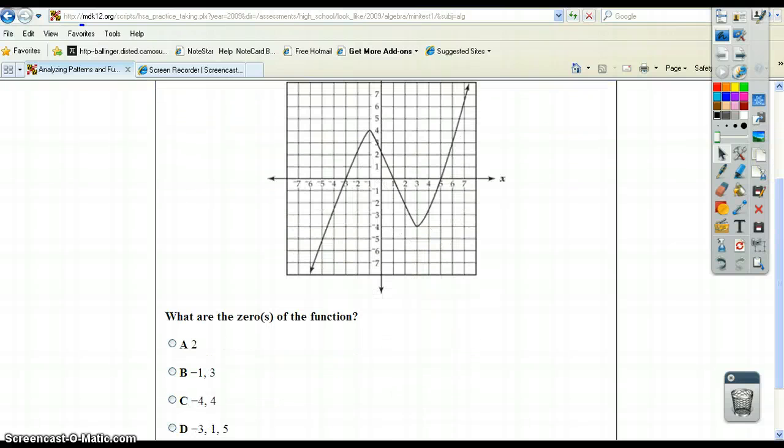So the question here, what are the zeros of the function? We know that the zeros are where the graph crosses the x-axis. So we look here, and we look here. So that is D.